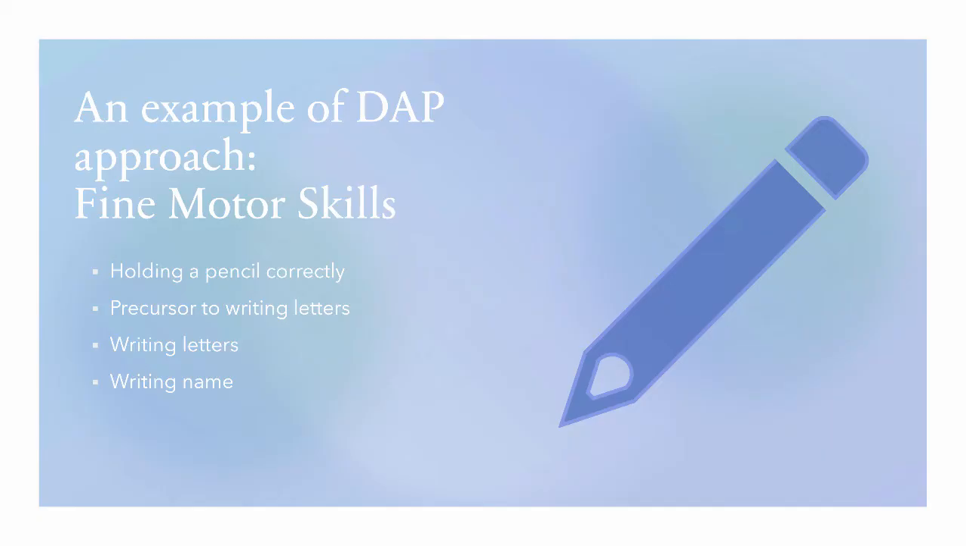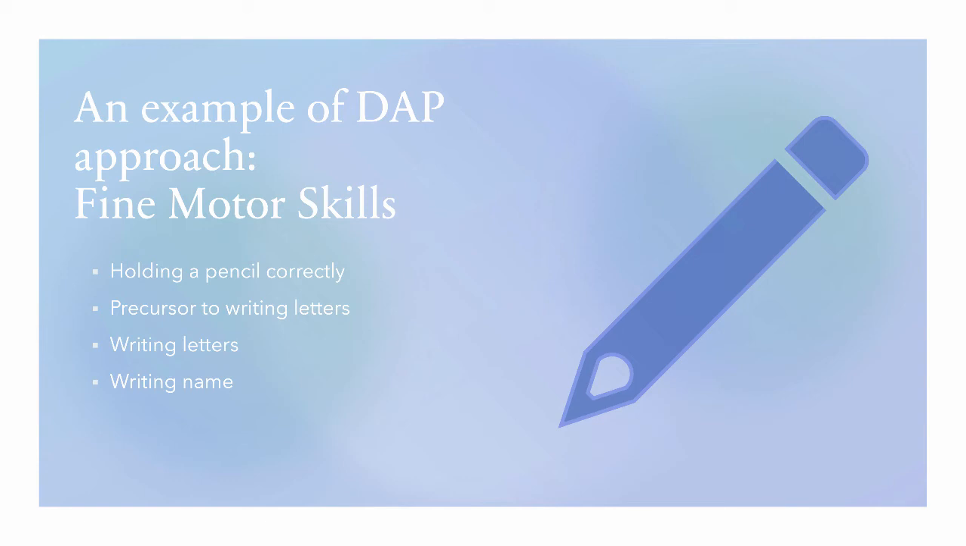An example might be fine motor skills, and how are those developed in an appropriate manner for children. When children go to kindergarten, they're expected to hold a pencil correctly. They're expected to write their name, to write. Some kindergartens expect the children to write all the letters.